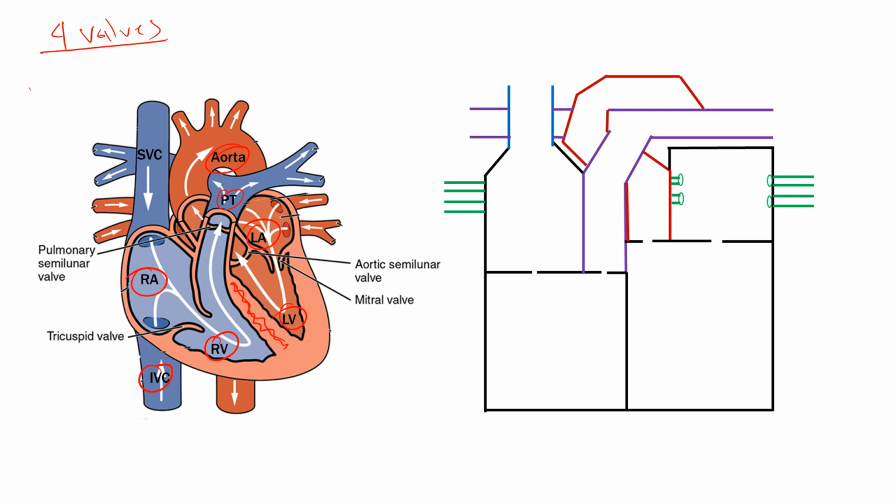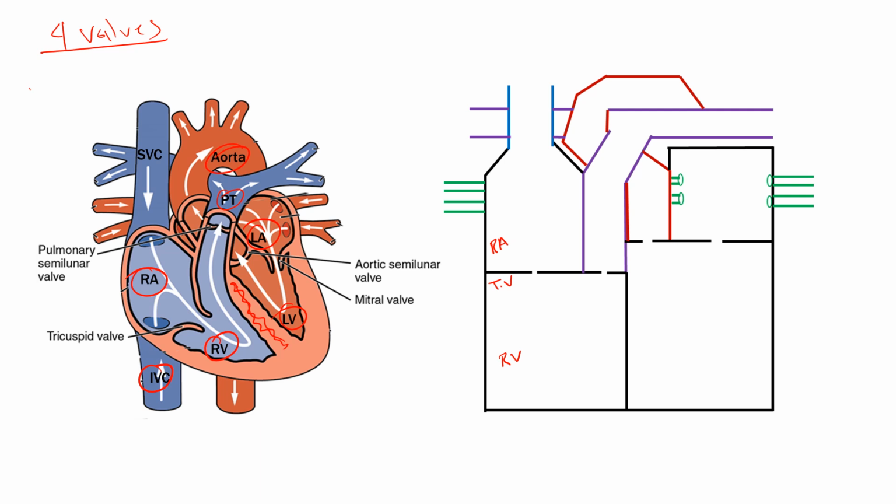So this chamber here will be the right atrium. So RA for right atrium. This one should be the right ventricle. What is the name of the valve between the atria and ventricle? Atrioventricular valve, because this is the right atrioventricular valve, or tricuspid valve. So I'll put a TV for tricuspid valve.